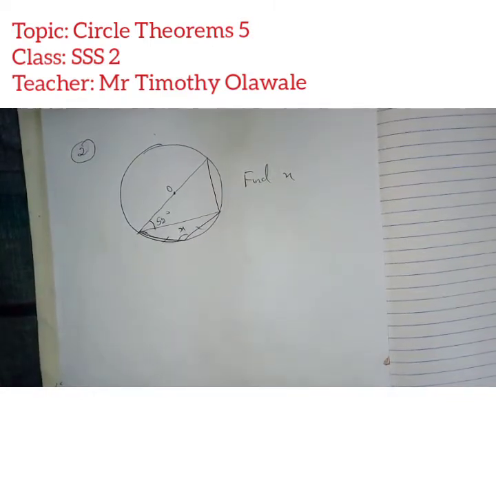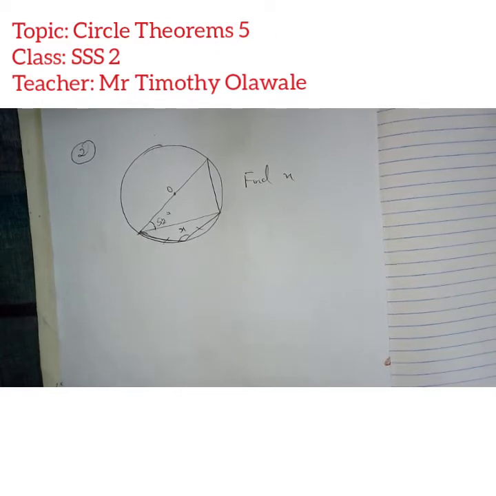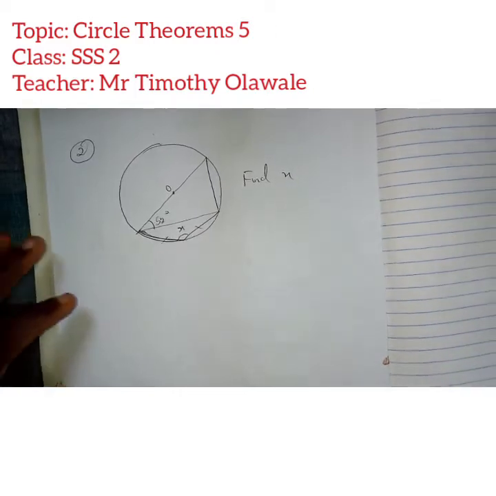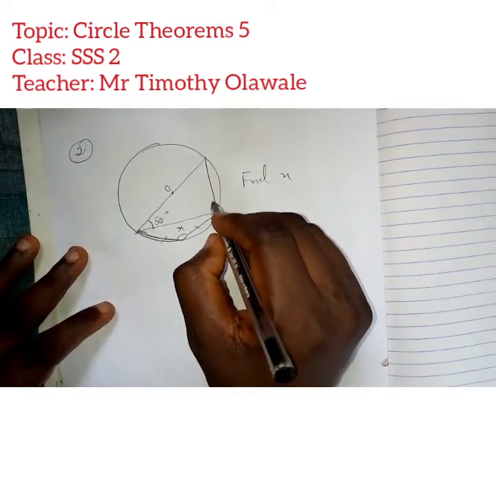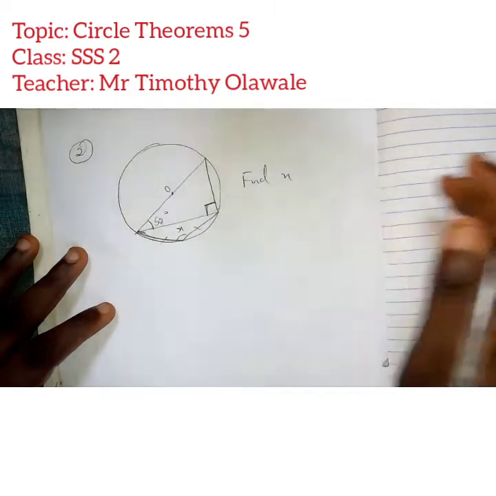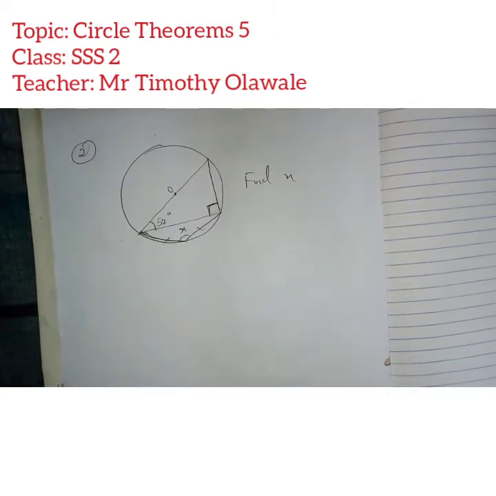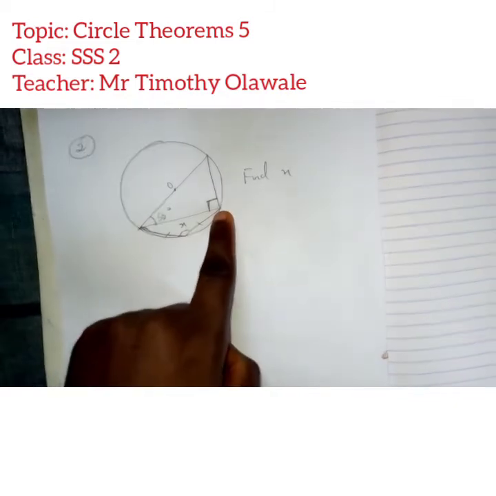Now, when you see a diameter, there is a theorem that should come to your mind. It states that the angle formed in a semicircle is 90 degrees. So if you look at this diameter, this is 90 degrees. I may not even know what to do yet, but I'm trying to remember everything that I know that is connected to the question. So this is 90 degrees.